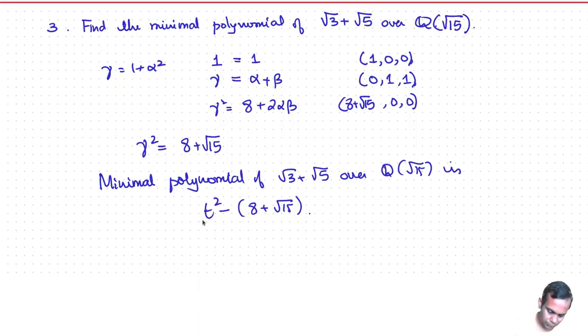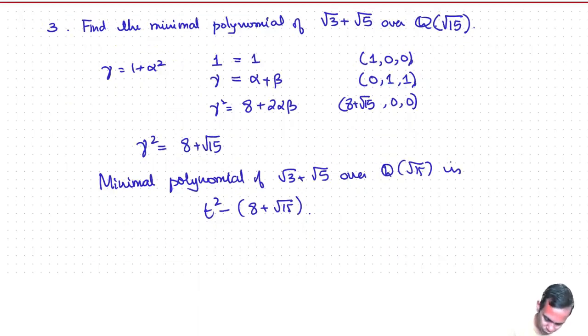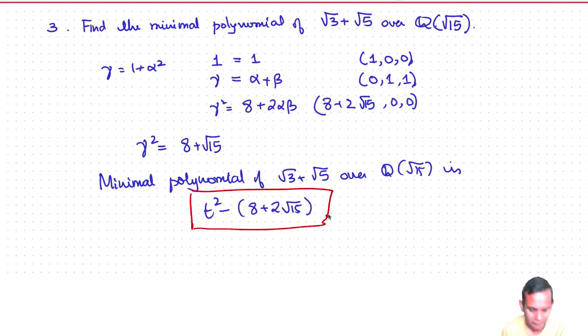I'm sorry, this should be, I think there was a 2 there, right? Yeah, that's a 2. So this should be 2 root 15. 8 plus 2 root 15. And so this should be 8 plus 2 root 15. And that's the solution to our problem.